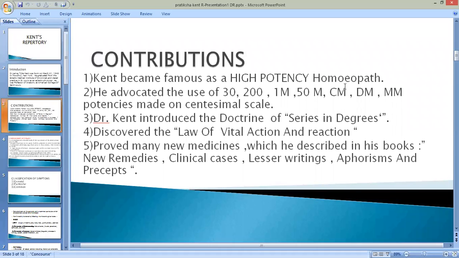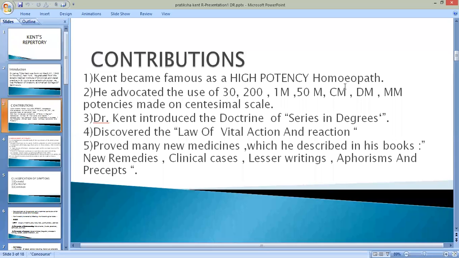So before his time, many homeopaths were not using high potencies, and for the first time Dr. Kent advocated the use of higher potencies, and he showed the results by using them. So he advocated the use of 30, 200, 1M, 50M, CM, DM, and MM potencies in homeopathy, which are made on the centesimal scale.